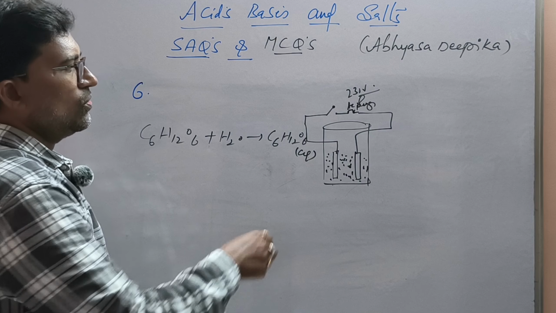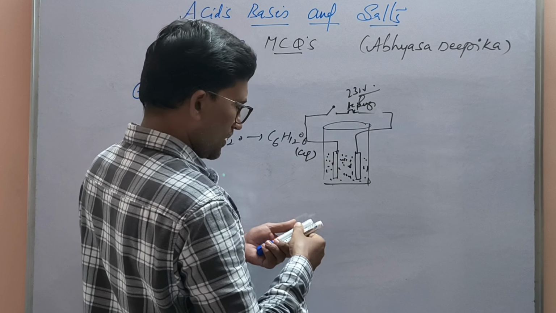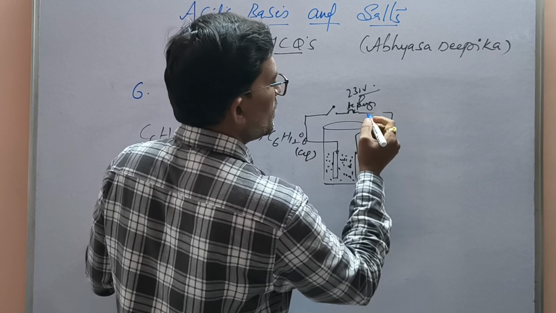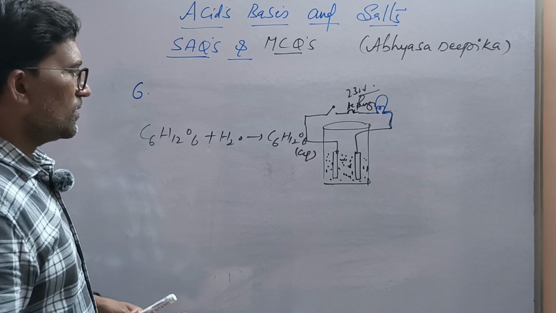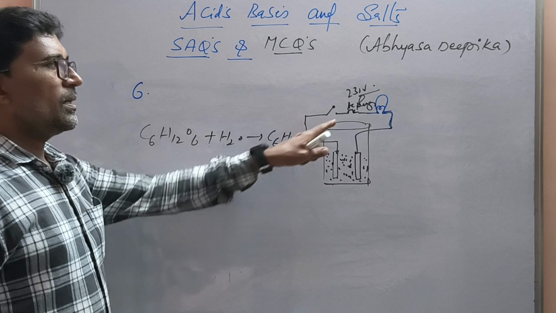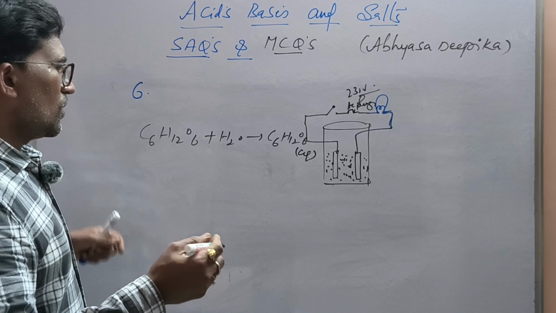Now we also have to connect the bulb here. When electricity is passed into the glucose solution, the bulb will not glow. The main reason is glucose.